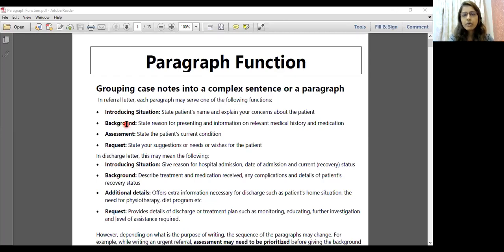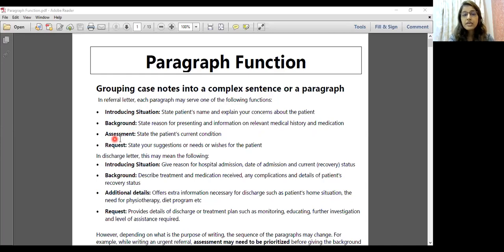Then you may have a background paragraph. This background paragraph will be stating the reason for presenting, if there is any relevant medical history to that particular presentation, and if the patient has taken any medication related to that particular problem. You may be compiling all of that in one paragraph, and that would become your background paragraph.